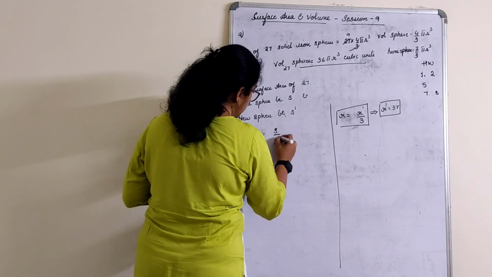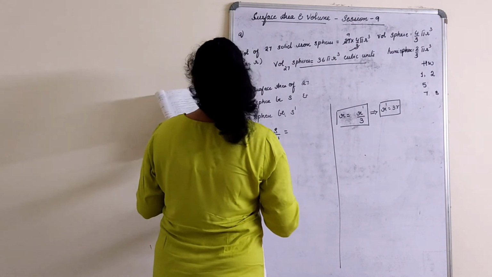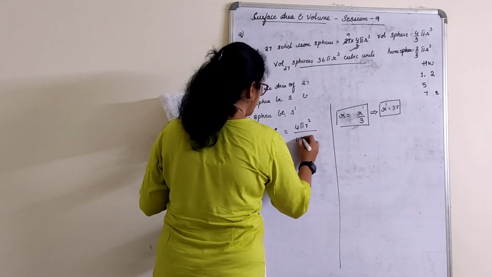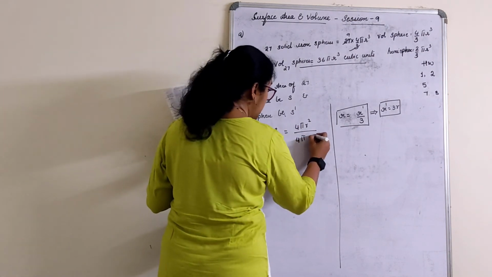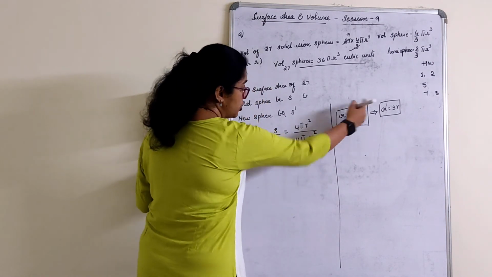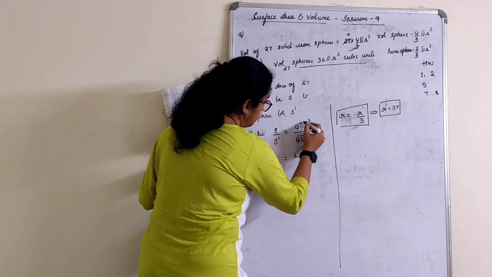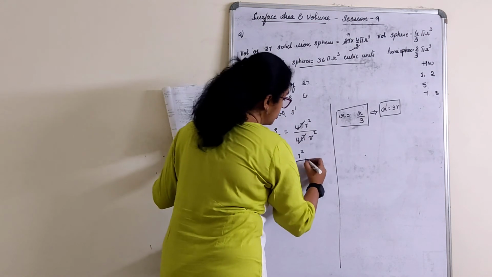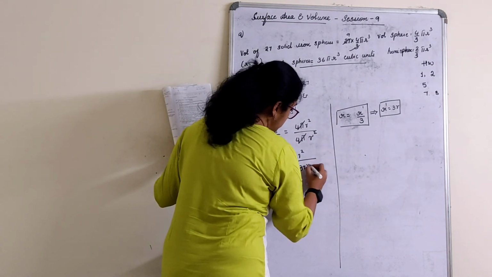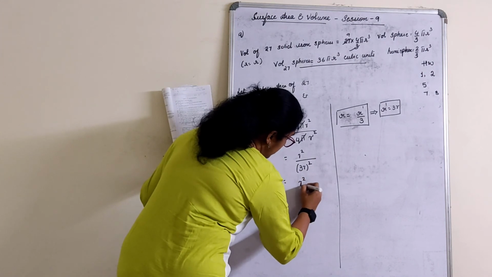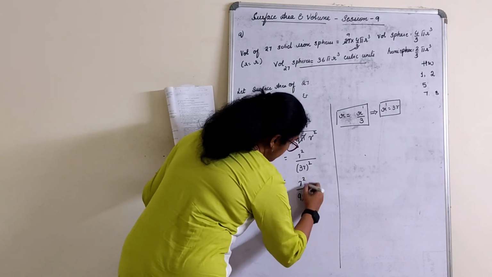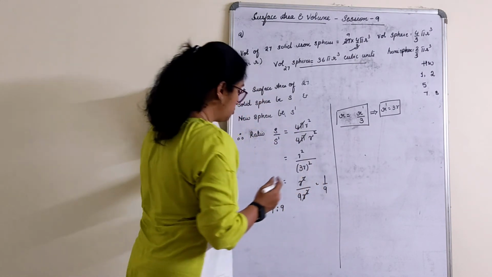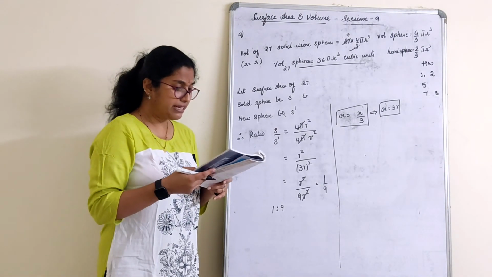Therefore, the ratio of S to S dash is equal to, what is the surface area formula? 4 pi r square, and this is 4 pi r dash square. Substitute: 4 pi and 4 pi cancel off. R square divided by r dash square, that is r square upon 3r whole square, which is r square upon 9r square, that is 1 by 9. So the ratio is 1:9, or 1 by 9 you can write.